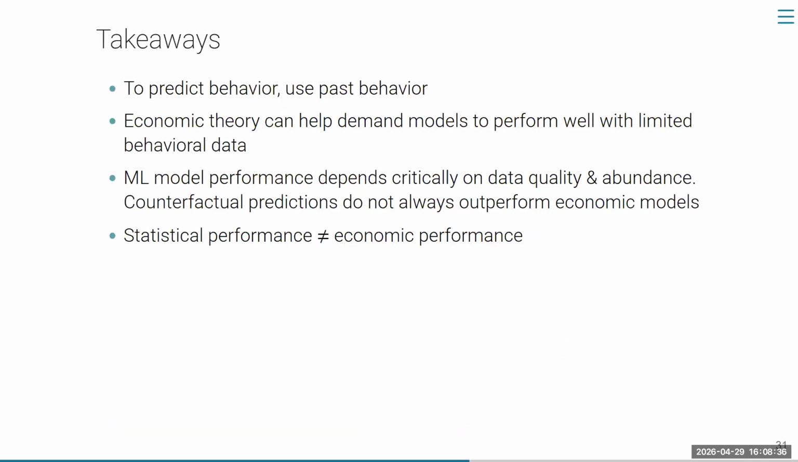Okay, so a couple takeaways. If you want to predict behavior, use past behavior. It's generally better than demographics. Micro foundations do appear to help demand models to perform well, even when there's limited behavioral information available. Machine learning models are great. I don't mean to criticize them in any way, but their performance often depends on how much data we have and how good it is. And most important, statistical criteria will often not lead you to the same decisions as economic criteria.